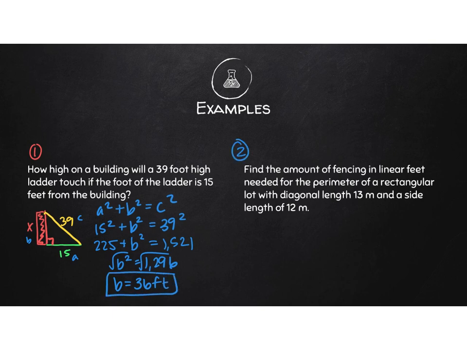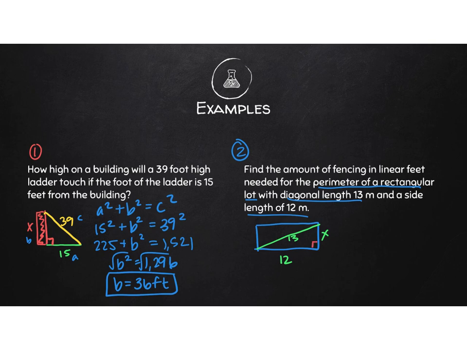On our second example, it says find the amount of fencing in linear feet needed for the perimeter of a rectangular lot with a diagonal length of 13 meters and a side length of 12 meters. So again, the first thing we should do is set up a picture. So I have this rectangular lot. It tells me that the diagonal, which would be this length here, is 13. A side length of 12. We don't know this other side length, and that's what we need to find first.